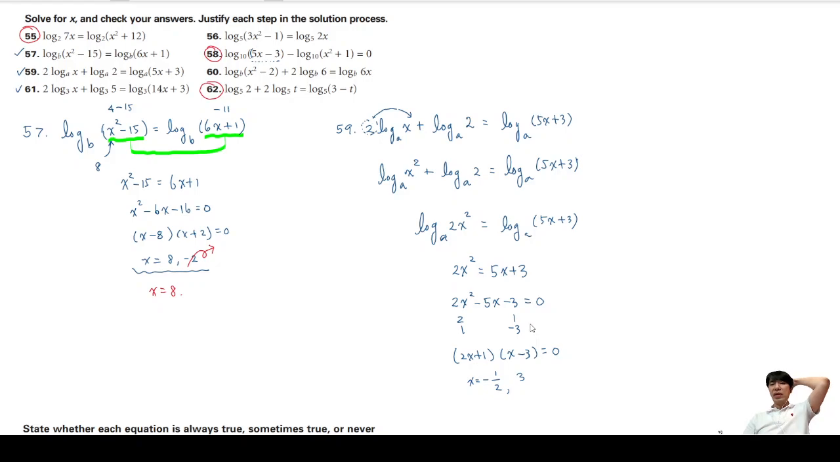Okay, is there any bad answer here? Yes, there is. Negative 1 over 2. When you plug this thing in here, what happens? There's a negative number inside the log. So this is no good. Throw this thing away. 3 is perfectly okay because it's not going to get you in that kind of problem where you have a negative number inside the log. So the only answer would be this 3.